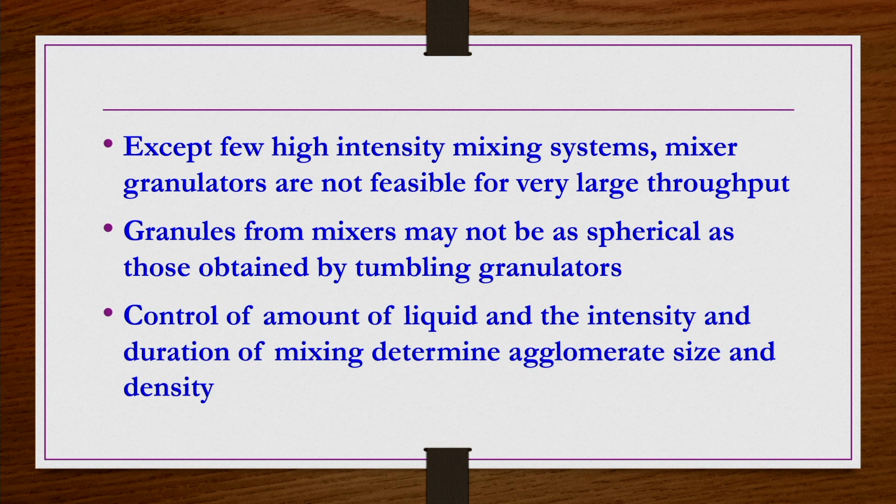Then the granulation performance using this mixer granulator, or the granule size and density of the granules, can be controlled by the amount of binding liquid provided along with the intensity and time of mixing. These three parameters determine the agglomerate granule size and its density. So the amount of binding liquid, the intensity of mixing and the time of mixing have an important role on the granule size as well as the density of the granule obtained after size enlargement using these mixer granulators.